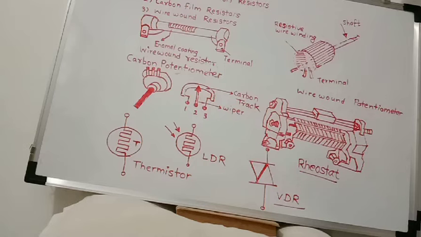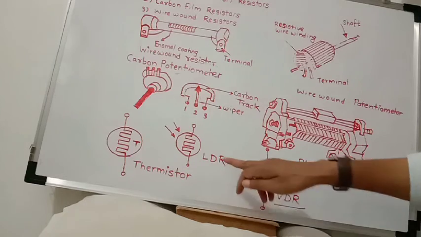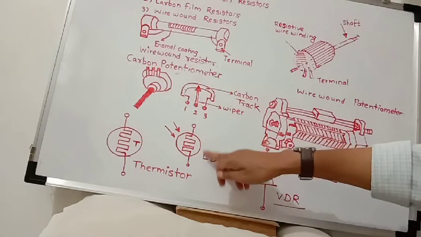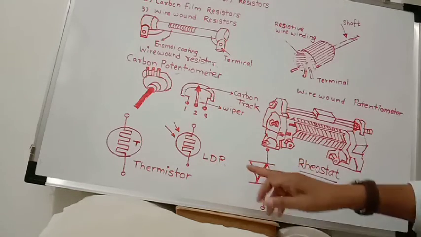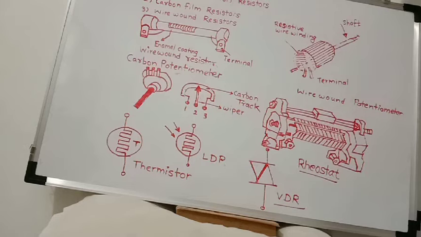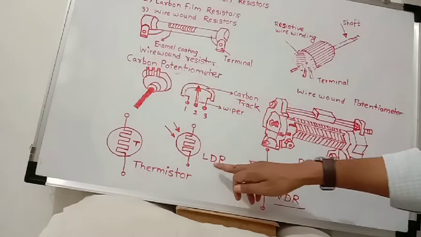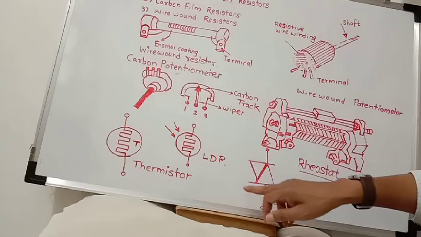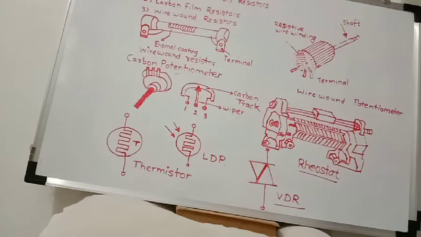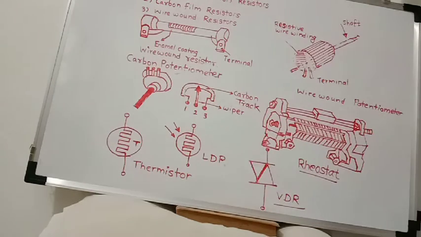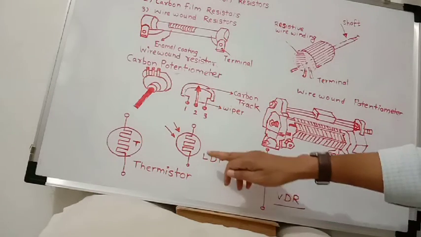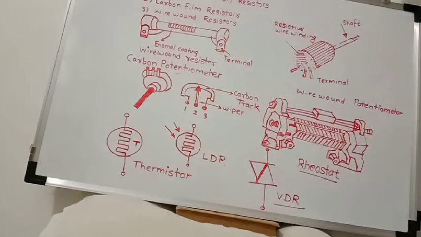The next type is LDR. LDR means light dependent resistor. This is the symbol of LDR. LDR is also called a photoconductive cell. It means its resistance depends upon the intensity of light.